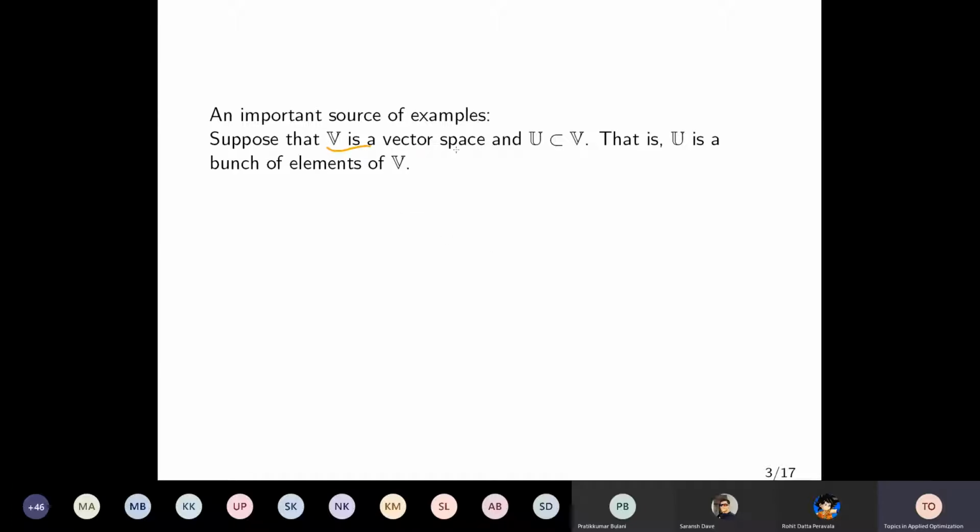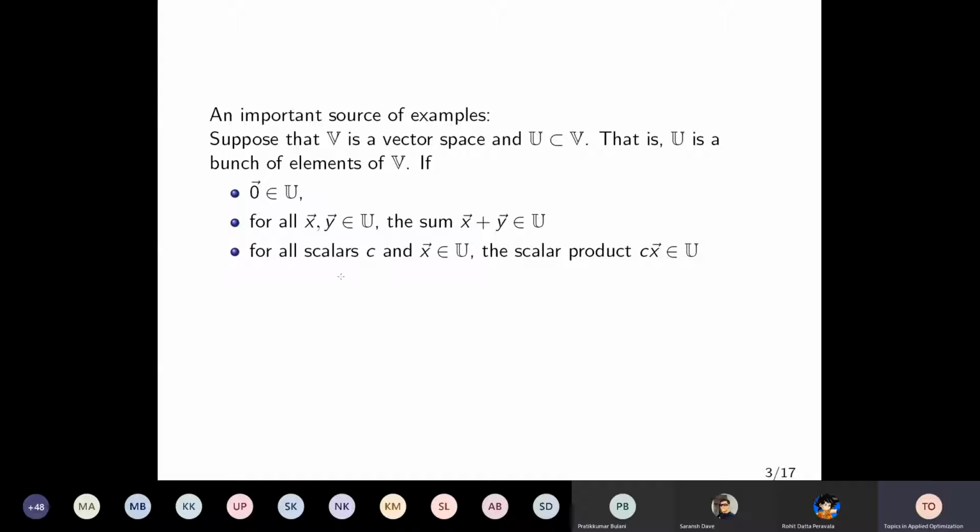So if V is a vector space and U is a subset of V, then U is nothing but a bunch of elements of V. However, if U, being a subset of V, additionally has the following: the zero vector is in U, for all X and Y in U the sum is also in U, and for all scalars C and X in U you also have C times X in U, then U becomes a subspace of V.